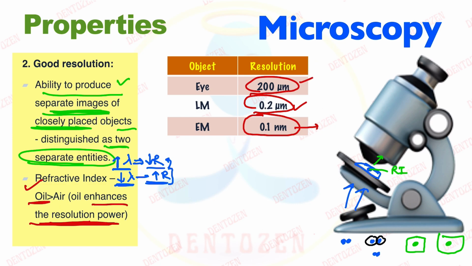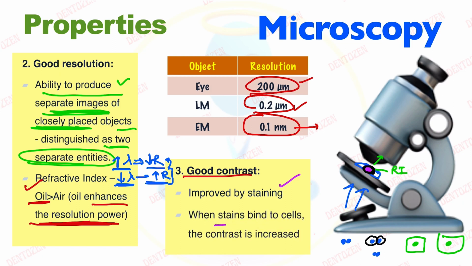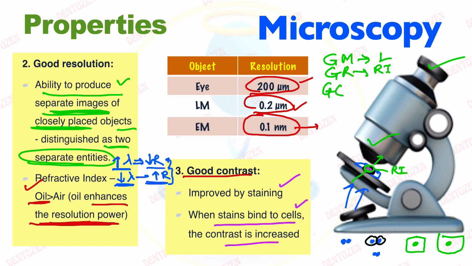Now, the third important property of a microscope is good contrast. That means if we are seeing a specimen, it should be well contrasted from its background. How do we achieve that? If the specimen is seen unstained, the contrast will be less, but if it is stained, then good contrast is produced. So it is improved by staining. When stains bind to the cells, contrast is increased. So we have learned three important properties of a microscope. First is good magnification, which is achieved by the use of objective and ocular lenses. Then good resolution by changing the refractive index of the medium. And third is good contrast, which can be increased by staining.